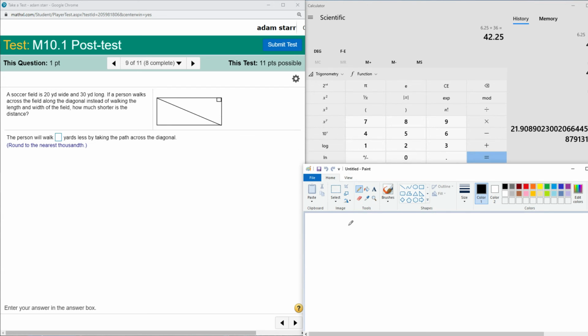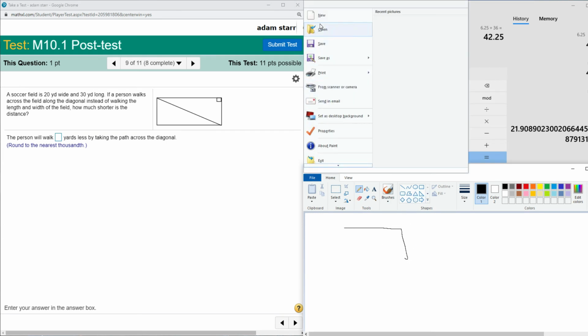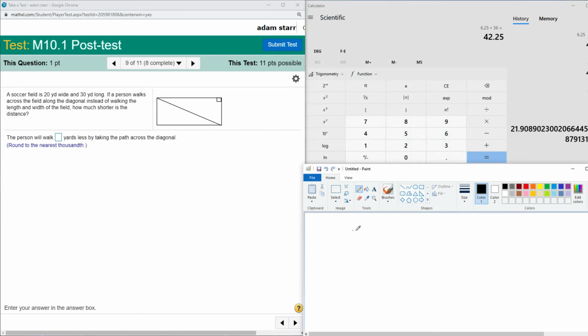So the first thing I'm going to do is draw my right triangle. Okay, that was a bad right triangle. Where it's telling me that this is 30 and this is 20. And I want to find the diagonal, which would be the hypotenuse. So I'm going to find my hypotenuse here. So I have 30 squared plus 20 squared equals c squared.